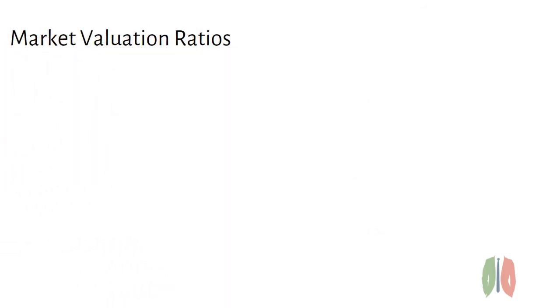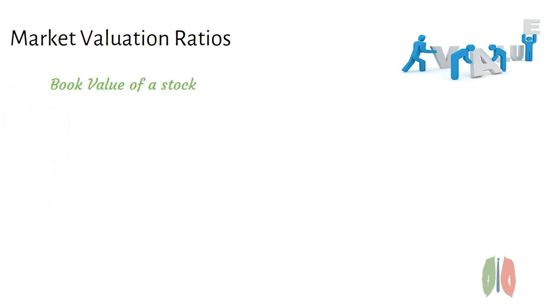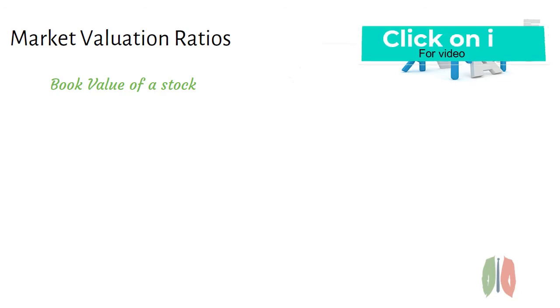So the next one is market valuation ratios. These ratios tell us the valuation of a stock with respect to the stock price, that is whether the stock is overvalued or undervalued. One of the things which we have to see is the book value. We have already discussed book value in the video common stock market terminologies. Please do watch the video given in the link in the I button.